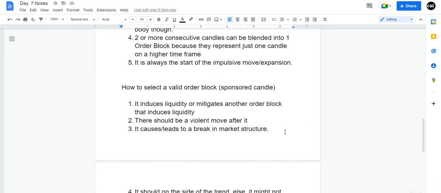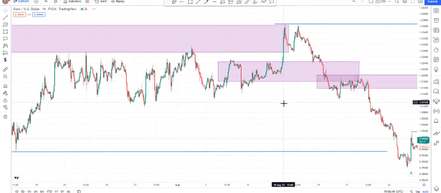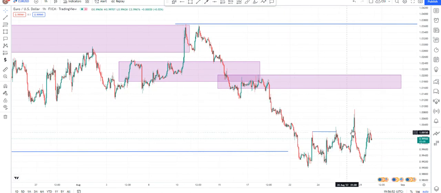Since we're in a downtrend, we're looking for a sponsored candle that takes out liquidity, external liquidity in this case. So it leads to the takeout of external liquidity. It is on the side of the trend, exactly. So number one, we are looking for a candle that takes out some sort of liquidity or mitigates one, has a violent move, and the violent move leads to a takeout of external liquidity.